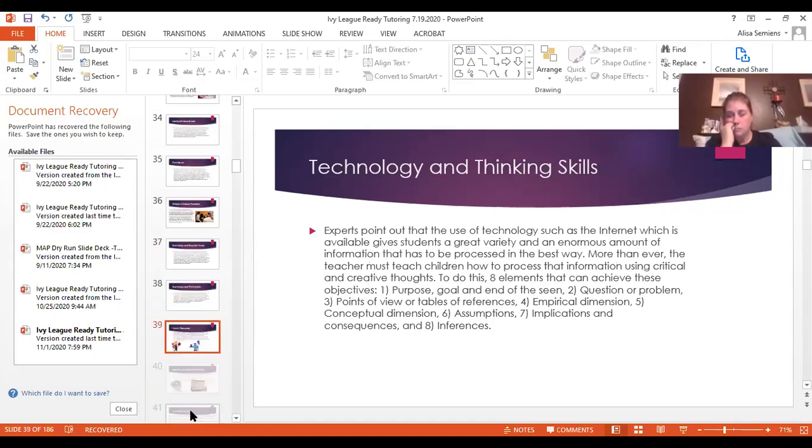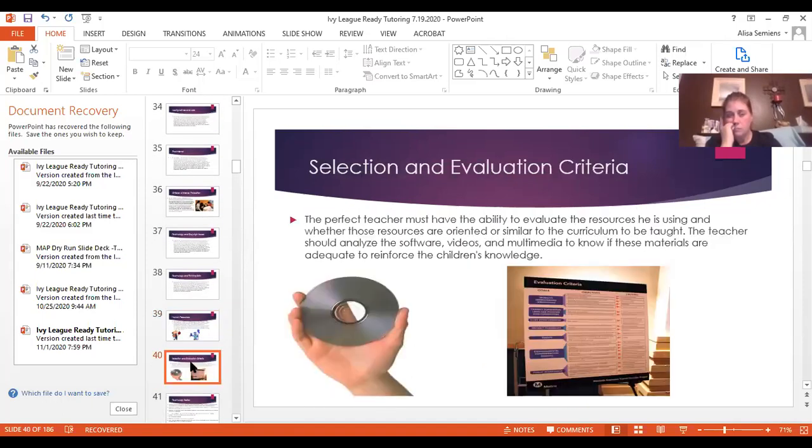All right, so let's see. Selection and evaluation. The effective teacher must have the ability to evaluate the resources he or she is using and whether those resources are oriented or similar to the curriculum being taught. Remember what I was saying, that technology needs to supplement. You don't want to just have kids on the computer the entire time. It needs to go along with your lesson.